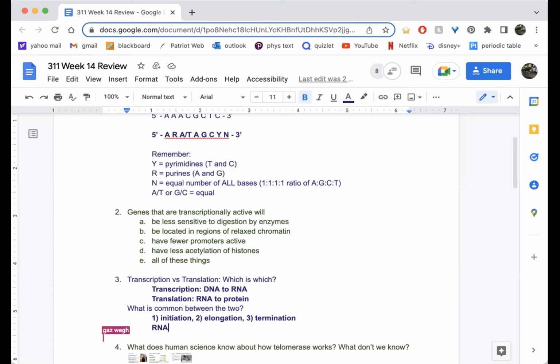If it doesn't answer, then just let me know and I can talk about it again. But basically the gist of it is that the consensus sequence is part of the promoter area. So it's part of the recognition site of your polymerase.